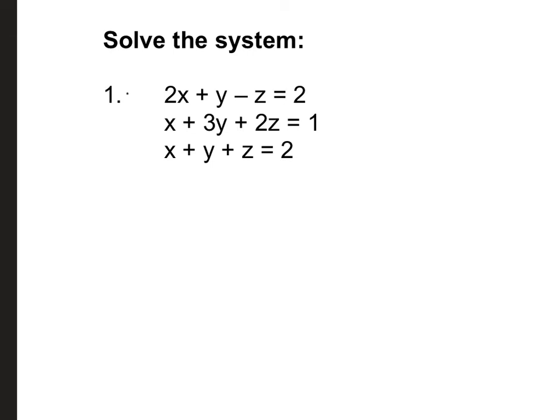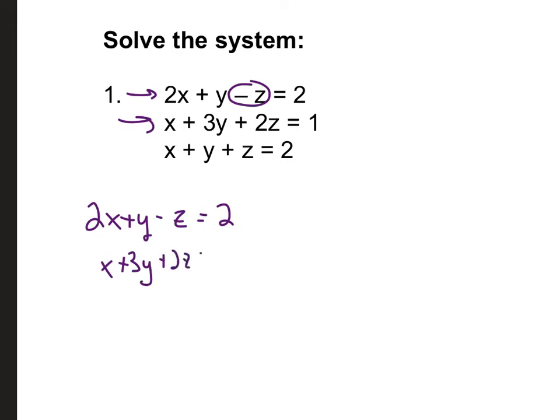If I look up here, I think this equation right here will be pretty good for a couple of things. So that's what I'm going to focus on, and I'm going to try to get rid of z's because I got a negative z here, and that'll make it easy to eliminate z's in the other equations. So what I'm going to do first is rewrite that equation. 2x plus y minus z equals 2. And then I'm going to pick my next equation. I'm going to go ahead and use this one. So I'm going to write it here. x plus 3y plus 2z equals 1.